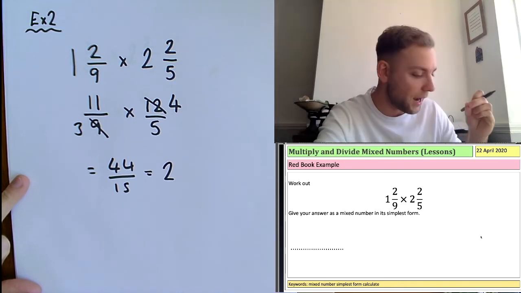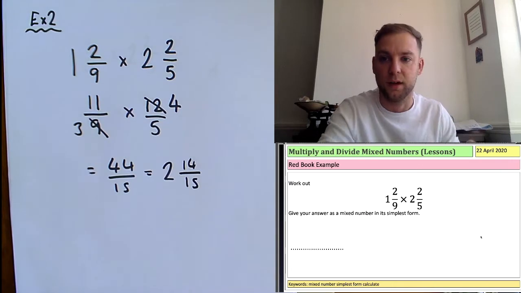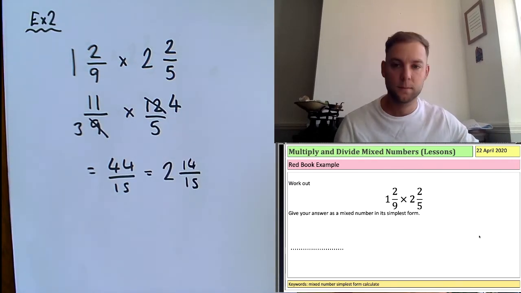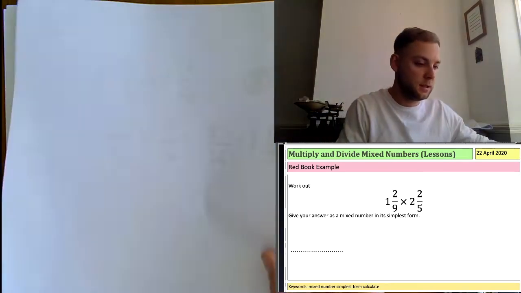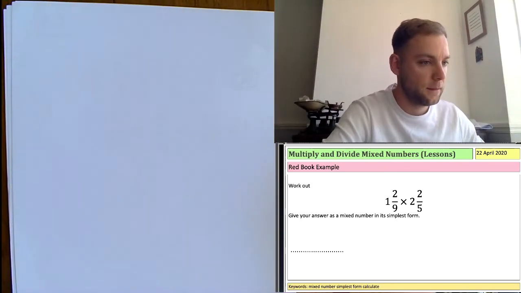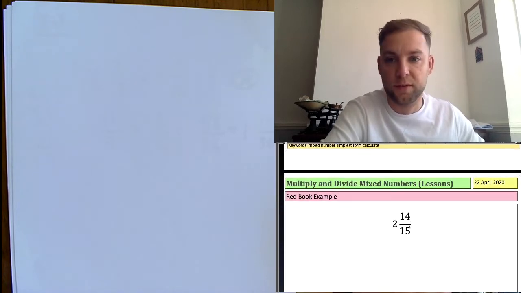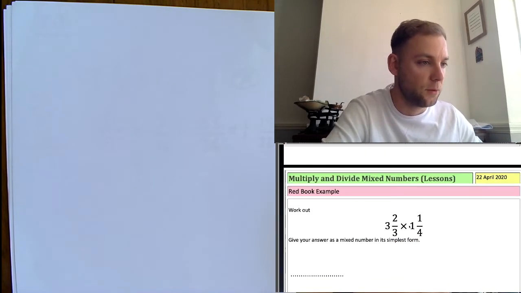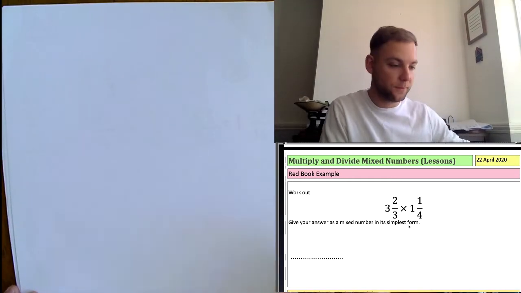So it goes in twice. And there's actually 14 over 15 left over. Brilliant. So let's look at example 3. Let's check that was right. 2 and 14 over 15. Brilliant. So, example 3. Again, you might want to pause if you want to have a go at this yourself.